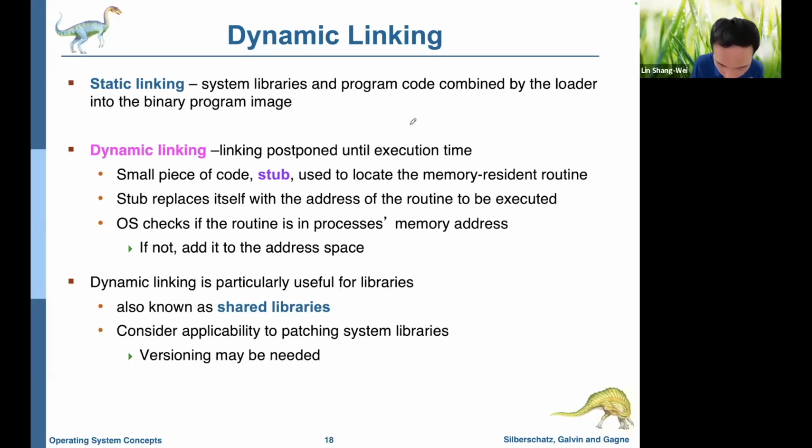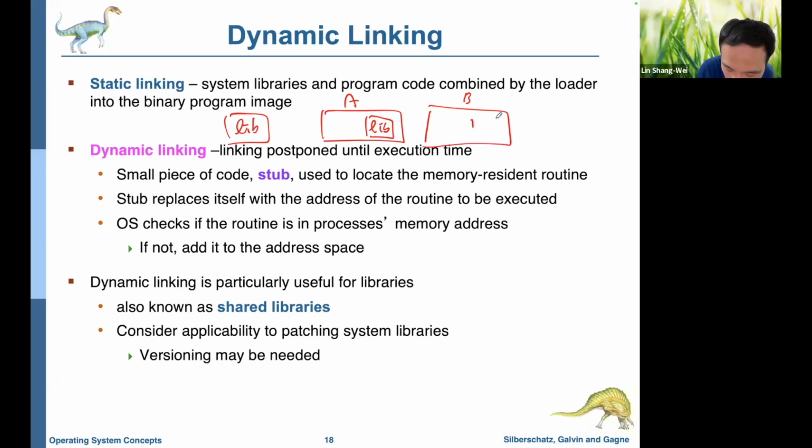Imagine we have a library here, and we have three programs. They are going to use the same library. Let's say this is process A, and process or program B also wants to use this library. Another program C also wants to use this library. If we're talking about static linking, it means the binary of this library will be combined together with your executable, and similarly for B as well.